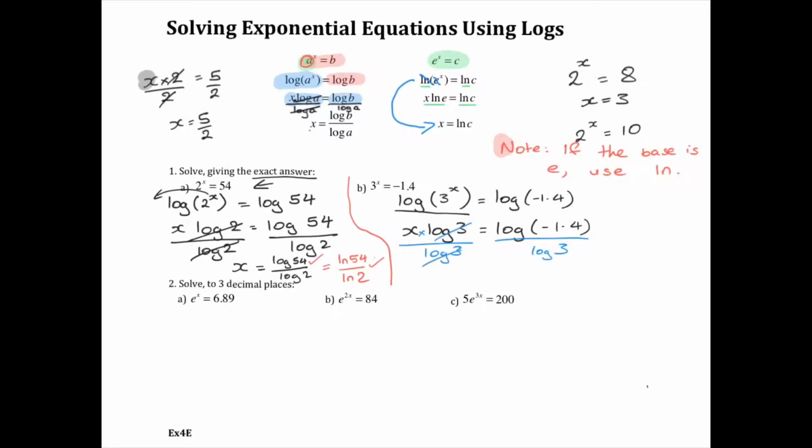Cancel, cancel. X equals log of negative 1.4 over log 3. And you're finished. There's nothing really else I can do with that. Even though it's an ugly negative 1.4 inside the log, which is a shame, it doesn't matter. That's actually our exact answer, because the only other thing we can do is put it in our calculator, in which case we get a decimal. So we're finished.